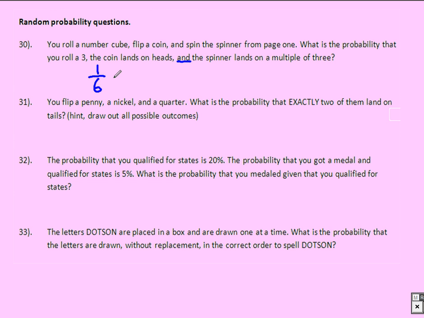There's only one 3 on the dice. Probability that the coin lands on heads is 1 out of 2. And the multiples of 3 were just 3 and 6, so that's 2 out of 8 or 1 out of 4. And is the key. You're going to multiply all of those numbers and you're going to get 1 out of 48 for your probability.